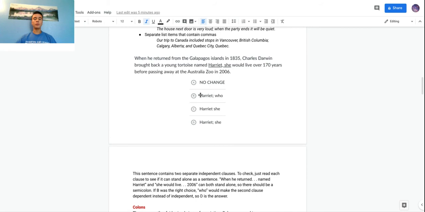So we'll look at B because that includes a semicolon. So, a young tortoise named Harriet, who would live over 170 years before passing away at the Australia Zoo in 2006. If you were to put B in there, who would make the second clause dependent rather than independent? So, who would be correct if it was Harriet, comma, who? But here it's a semicolon, so that's not correct. C isn't correct because you need something to link the two clauses, and the correct answer is just D here.